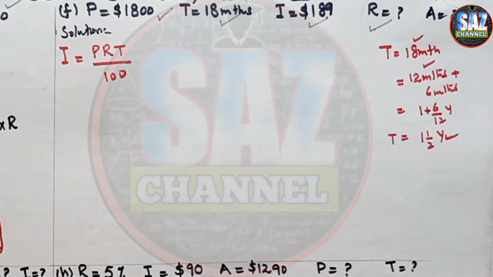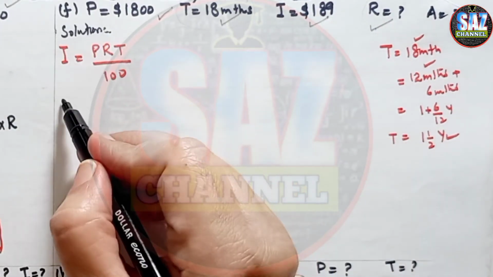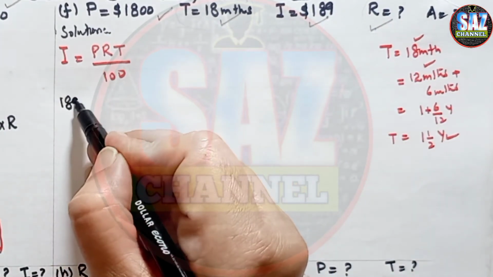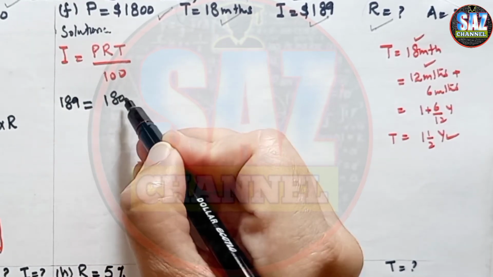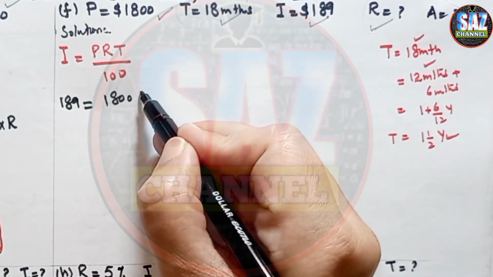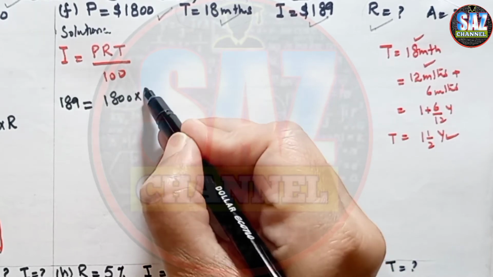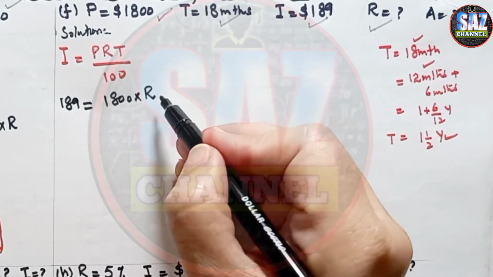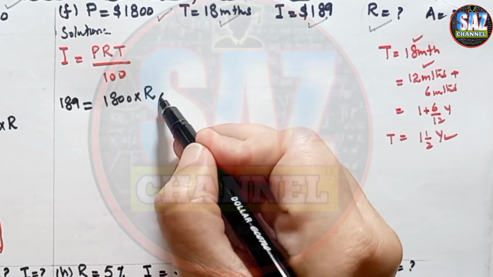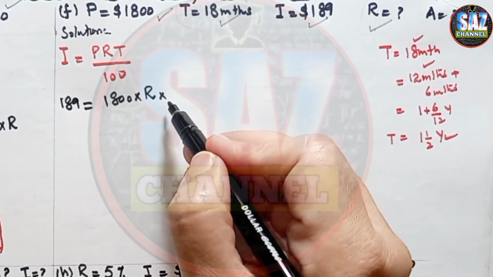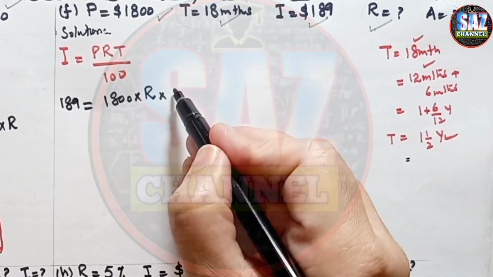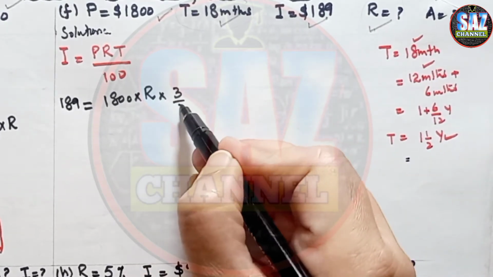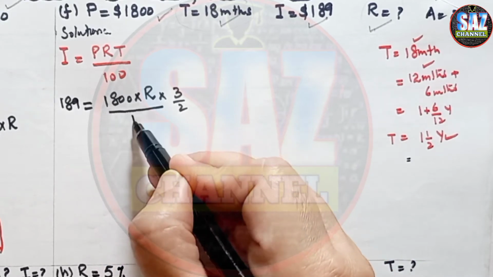Okay, now instead of the interest, I have to replace 189 equals, principal is 1800 multiplied by rate, which is unknown. So I will be writing it as it is, and time is 1 whole 1 by 2, which can be written as 3 by 2. So I can write it as 3 by 2 multiplied by 100.